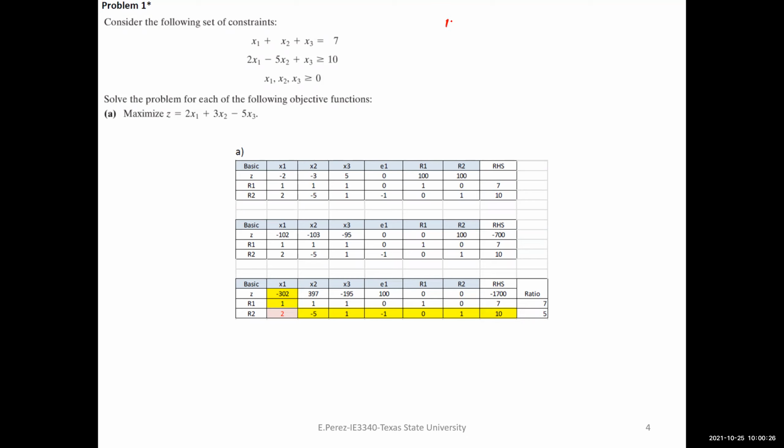We formulate this problem as a maximization. Z equals 2x1 plus 3x2 minus 5x3. Since we are maximizing, we are subtracting 100 times R1 minus 100 times R2.